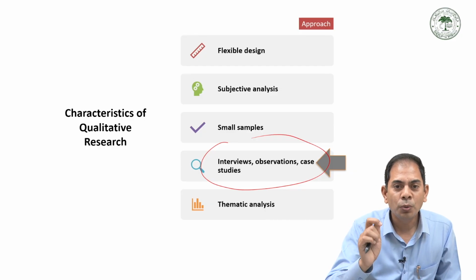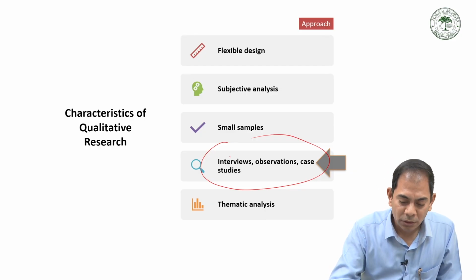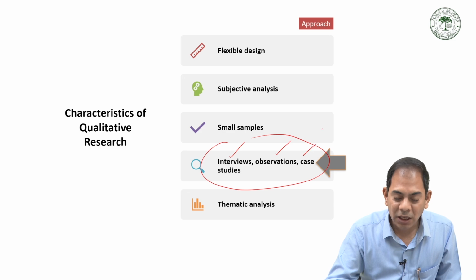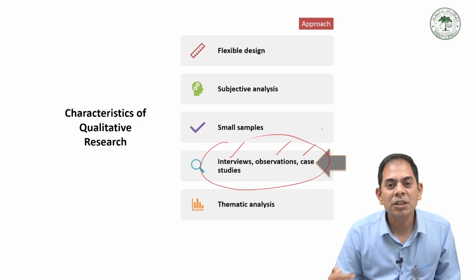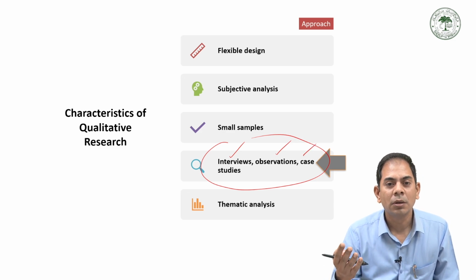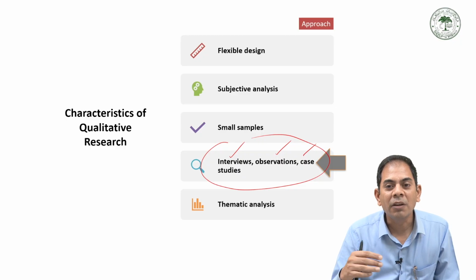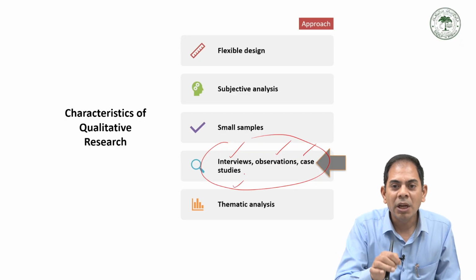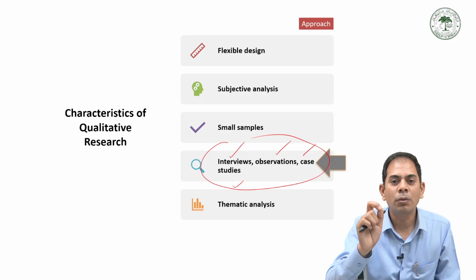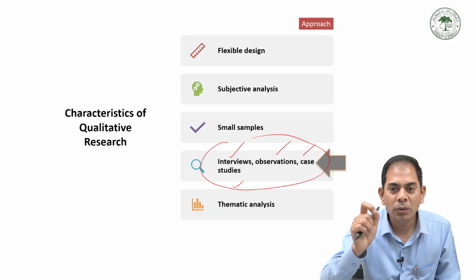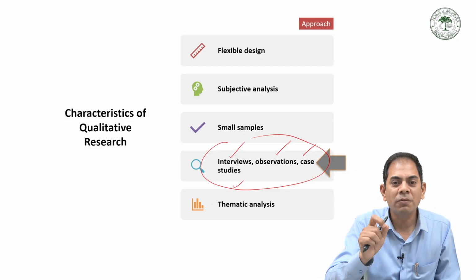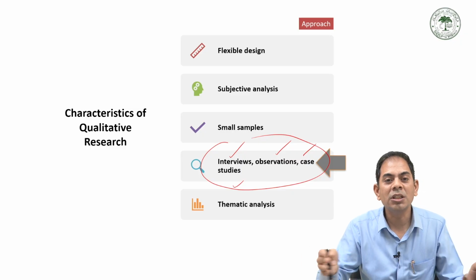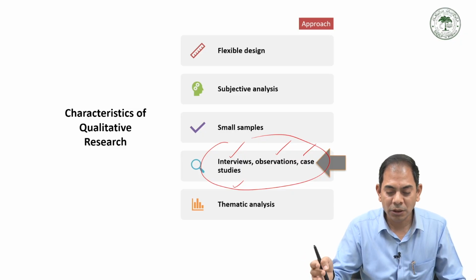The next important thing is interview, observation, and case studies. These are the main tools used in qualitative research. In an interview, we ask open-ended questions. In observation, we study behavior directly. In a case study, we deeply analyze one individual, organization, or situation. For example, observing a player's behavior during the match is an example of qualitative research.